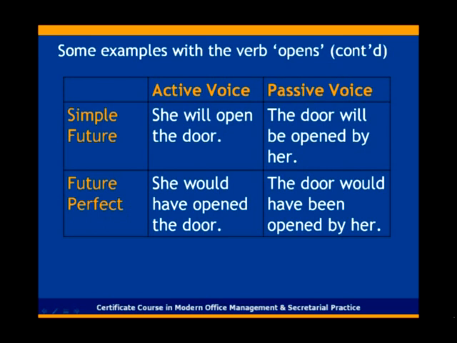Now you do the last one. Say it with us. She would have opened the door. This sentence was in the active voice. It is in the future perfect tense. Can you say it now in the passive voice? That's correct. The door would have been opened by her.